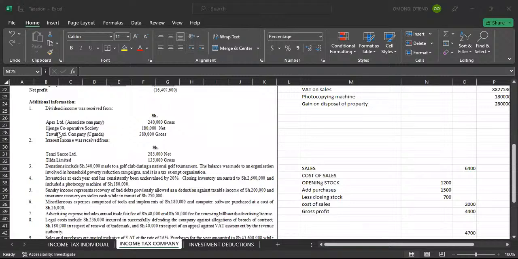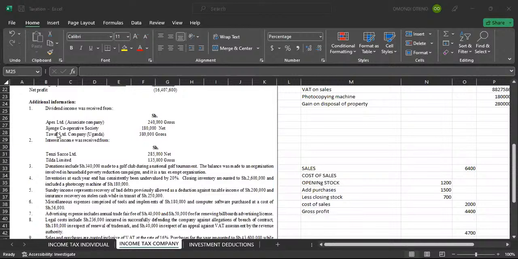Then we have Jijenge Cooperative Society, having a value of 180,000. That is the dividends received from Jijenge Cooperative Society. So the dividends from cooperative societies are subjected to a withholding tax of what rate?